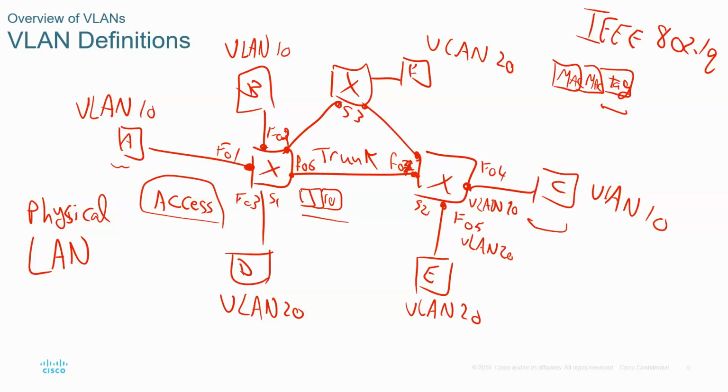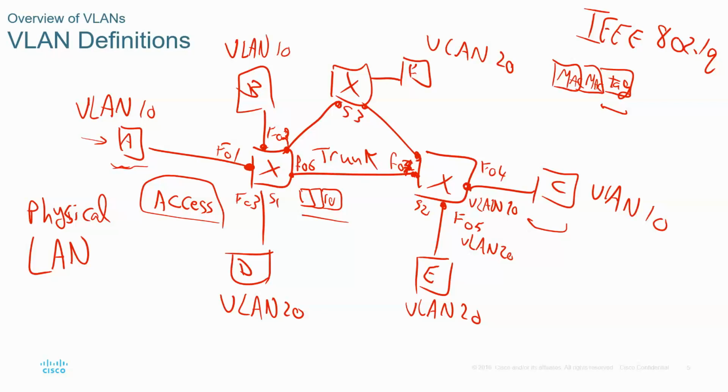Now, the question is, can you actually have an end device to be a member of more than one VLAN? The answer is, typically you don't need to do that, but it is allowed. However, if you want A to be a member of more than one VLAN, then you have to configure F01 to be also in trunk mode, so that this port will be able to differentiate the packets coming from different VLANs. Only a port in trunk mode can differentiate between packets coming from different VLANs. This is basically the concept.